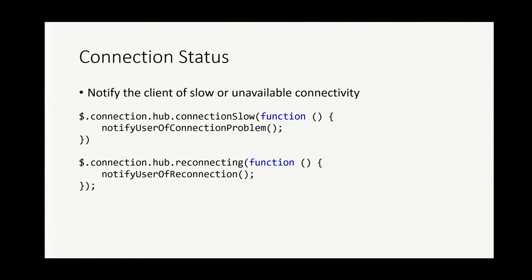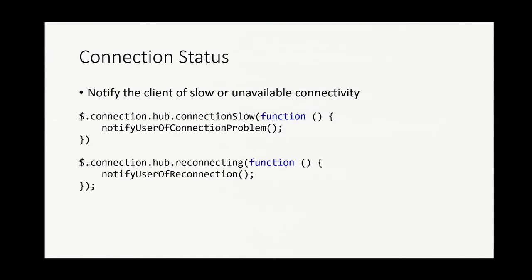Also on the client, if we care about our users, I know at least management cares about the users, so they tell us to do this, right? If they can't connect, maybe we want to let them know. It's actually really annoying if you're on a phone and it doesn't tell you that it's disconnected, or there's connectivity issues. So this is a really nice thing to have.